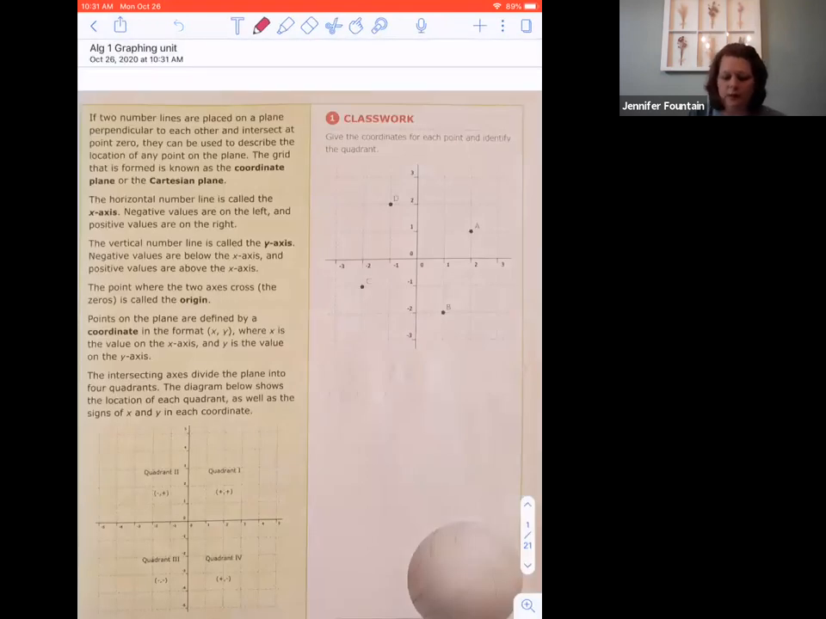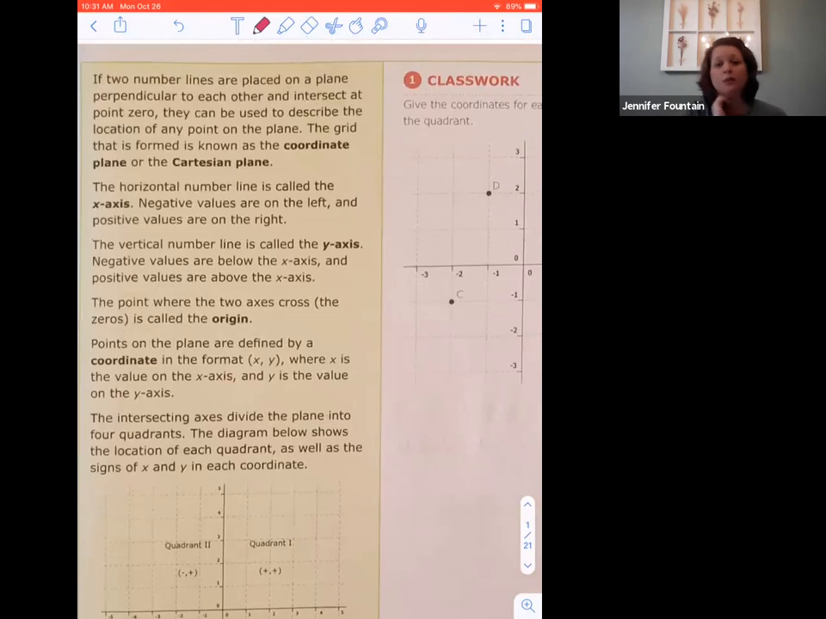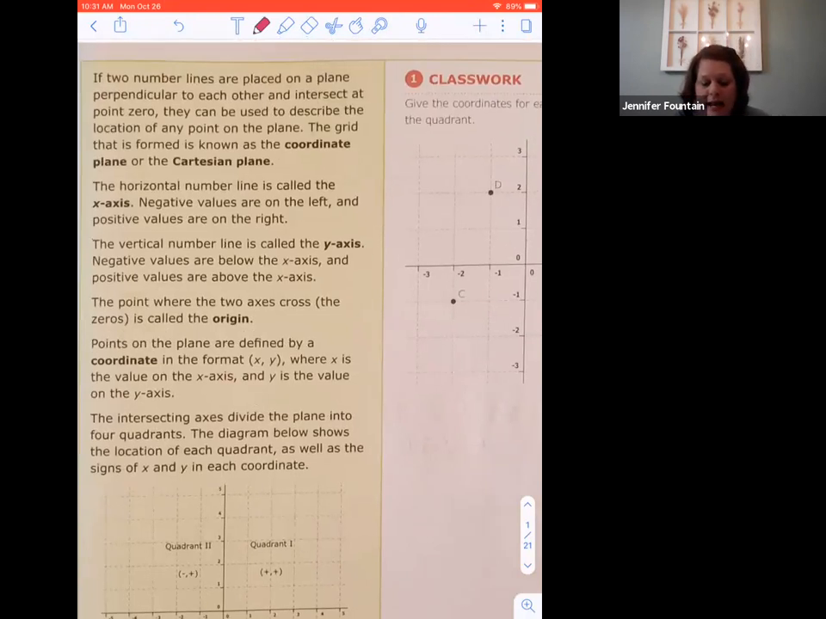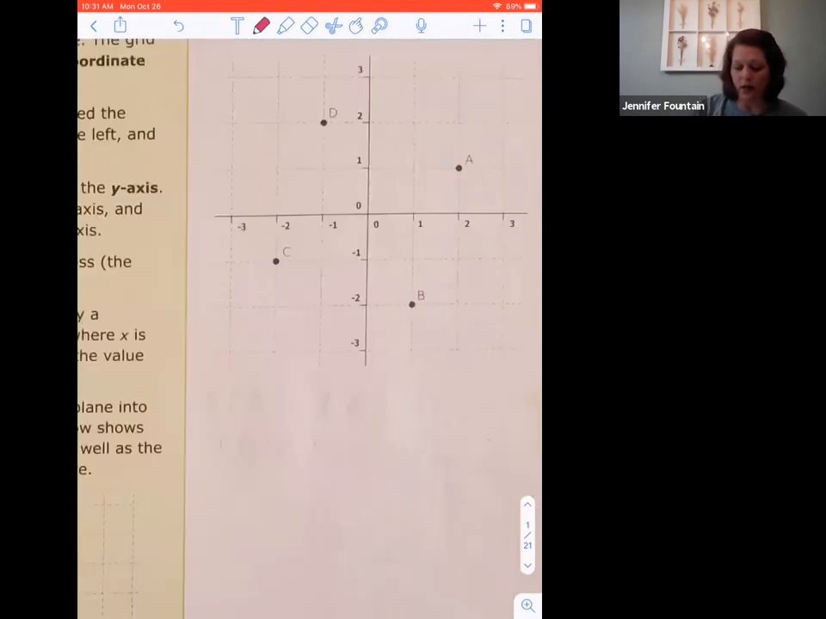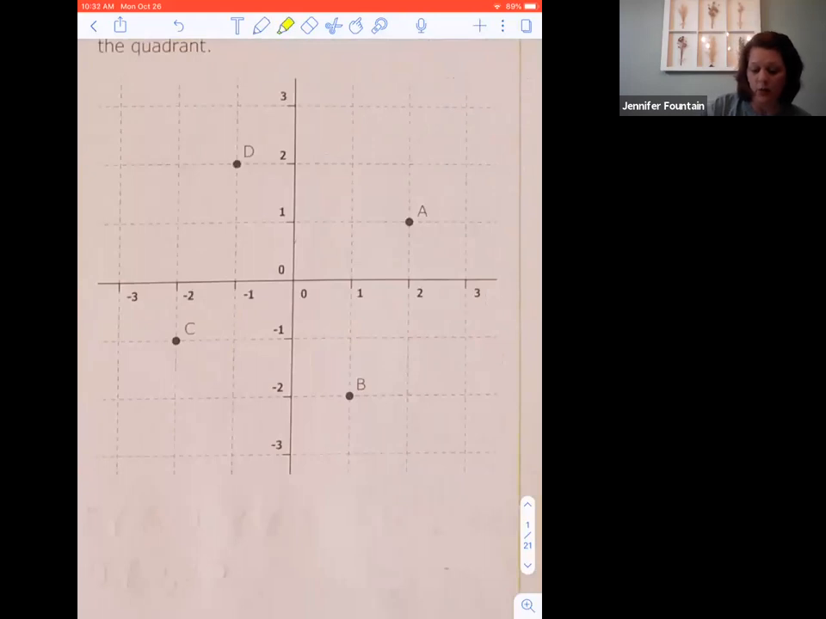All righty. On Thursday, we talked about how we have a coordinate grid, coordinate plane, whatever you want to call it, and that we have an X and Y axis. Remember that our X axis is the one that runs horizontally. Anytime you're getting ready to graph something, you always want to draw your X and Y axis. The X axis goes horizontally. Your Y axis is the one that goes vertically.